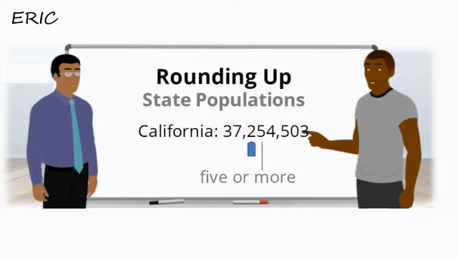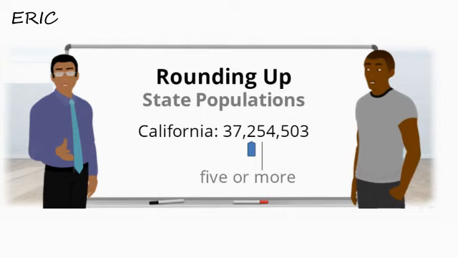I get it. The test digit is 5 and the rounding digit is 2. Do you think you can round California's population to the nearest 100,000?